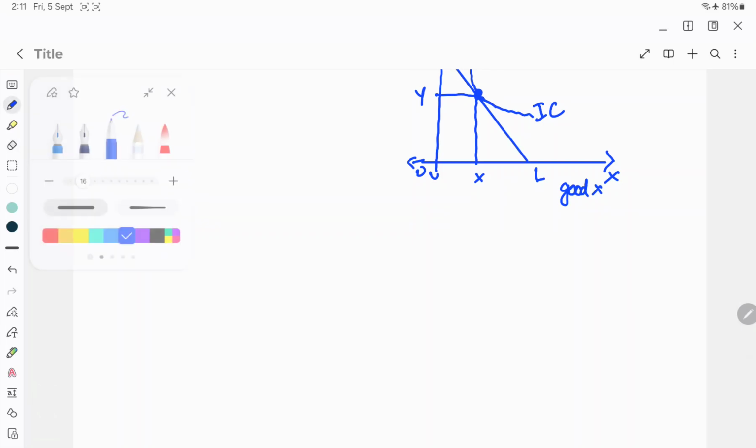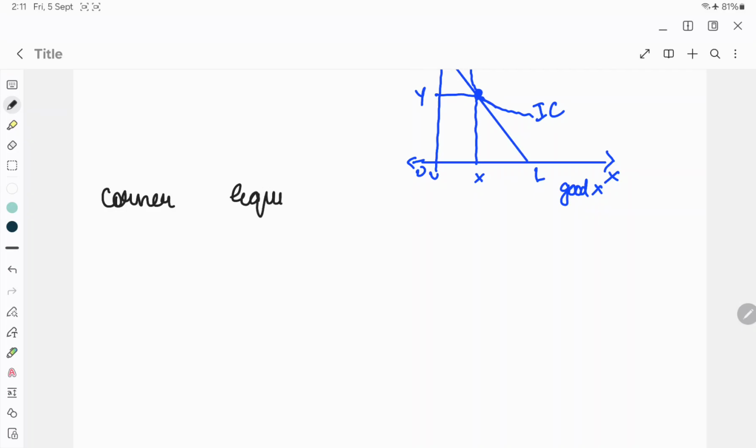Corner equilibrium, interestingly, is that case where a consumer is willing to buy only one commodity, that he is not buying the combination of both the commodities, he is buying only one commodity.